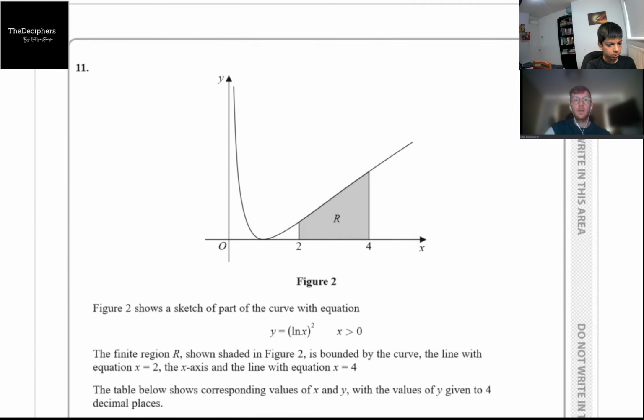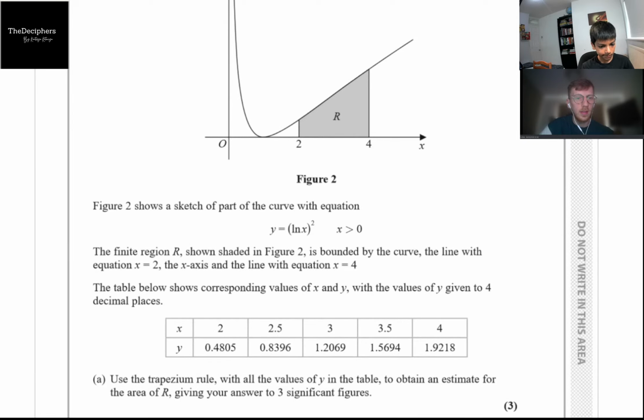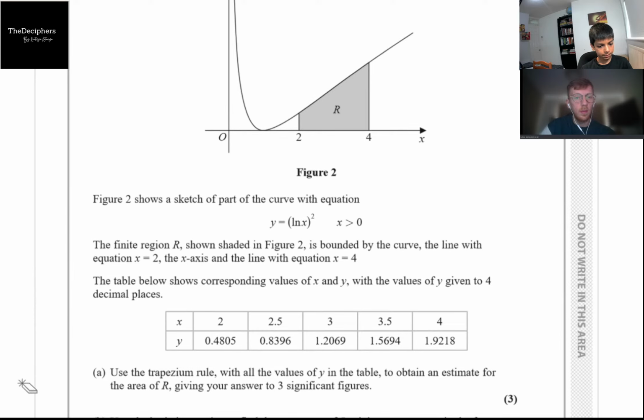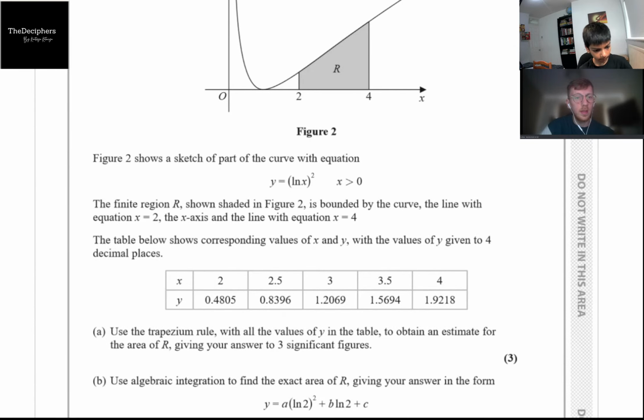Time for question 11. Yeah, question 11. So it looks like an integration question. Figure 2 shows a sketch of part of the curve with equation y equals (ln x) all squared, x is greater than 0. The finite region R, shown shaded in figure 2, is bounded by the curve, the line with equation x equals 2, the x-axis, and the line with equation x equals 4. The table shows corresponding values of x and y with the values of y given to 4 decimal places. Use the trapezium rule with all the values of y in the table to obtain an estimate for the area of R, giving your answer to 3 significant figures.